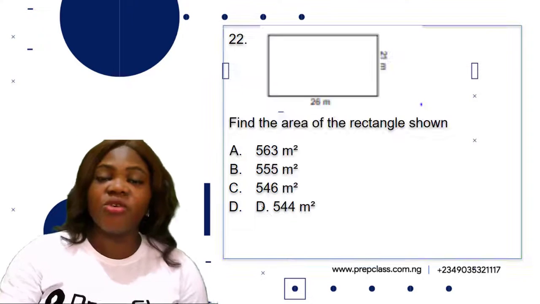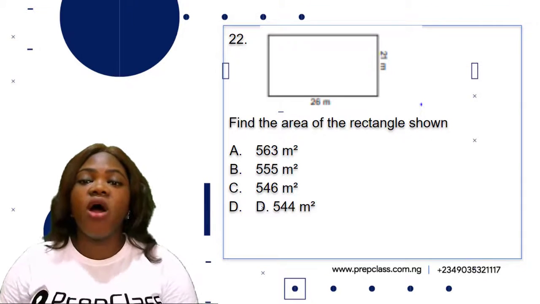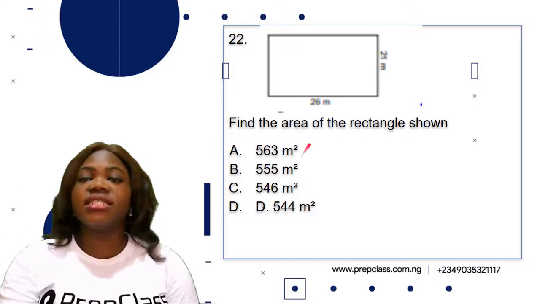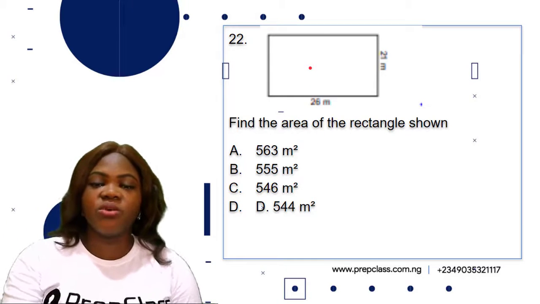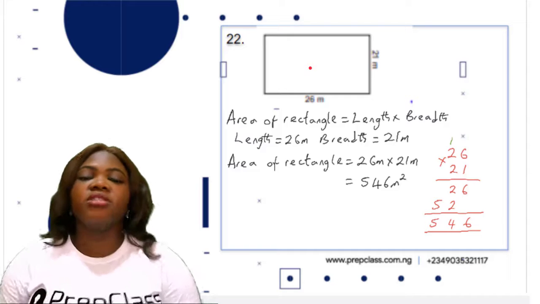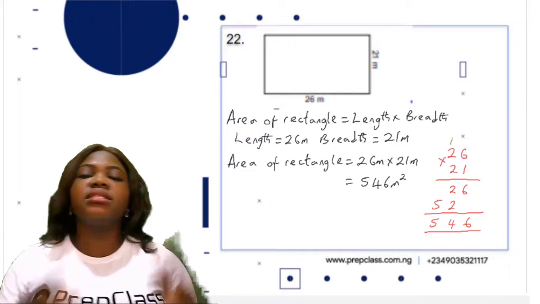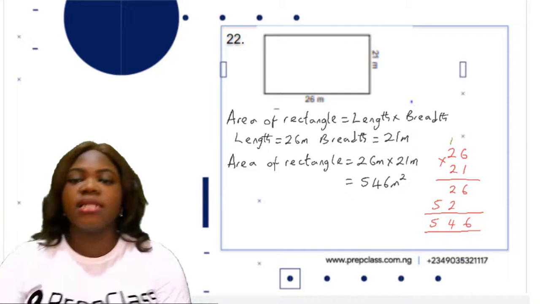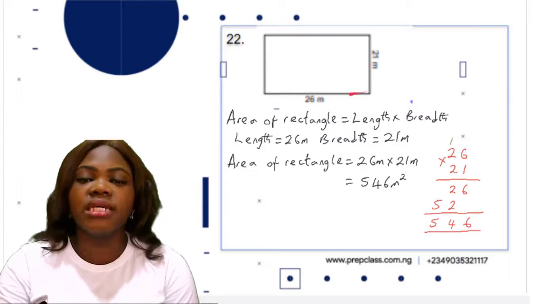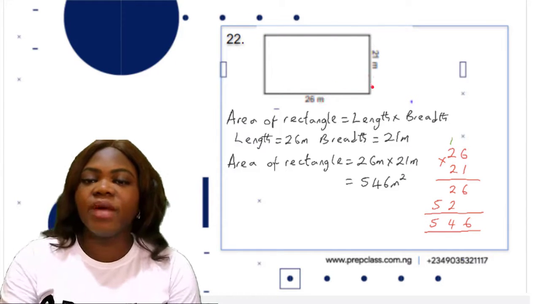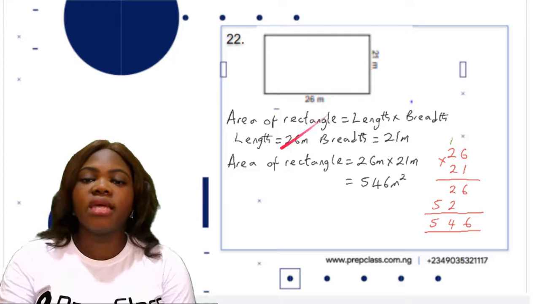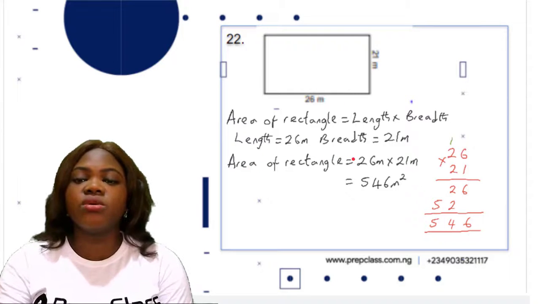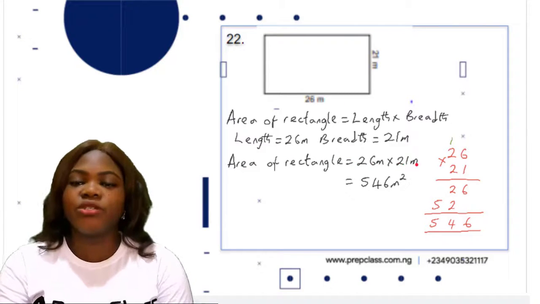Check. Question 22. Find the area of the rectangle shown. So this is the rectangle here. Okay, so we have to find its area. The area of a rectangle is length multiplied by breadth. The length of this rectangle is 26 meters and the breadth is 21 meters. So we have area of rectangle equals 26 meters multiplied by 21 meters.